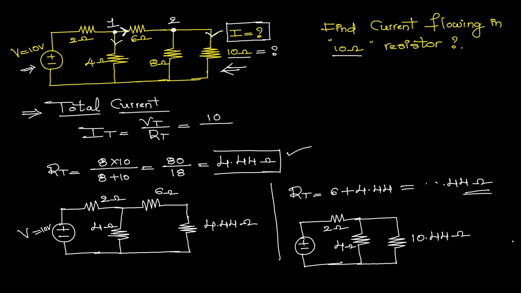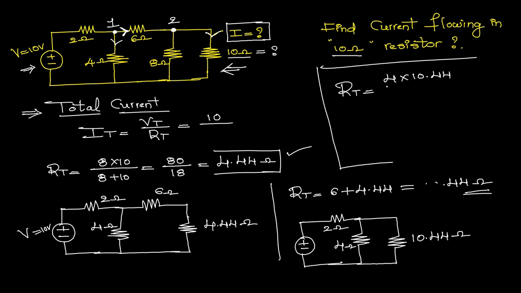Both are connected in parallel, so how are we going to simplify? The equivalent resistance of this parallel combination is 4 into 10.44 divided by 4 plus 10.44. If you simplify this, 4 into 10.44 gives 41.76, divided by 4 plus 10.44, which is 14.44.